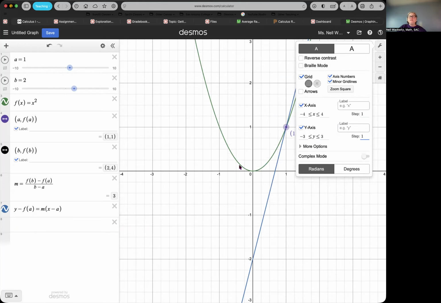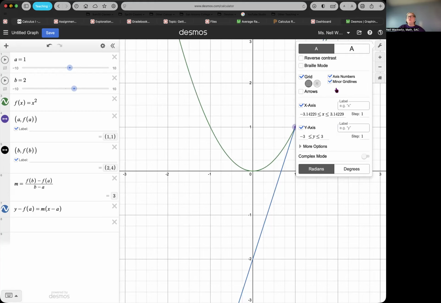Now, it doesn't look at all like a square. There's a button here called Zoom Square, and we are going to press that because we do want to have the X and Y axes the same at this point anyway.